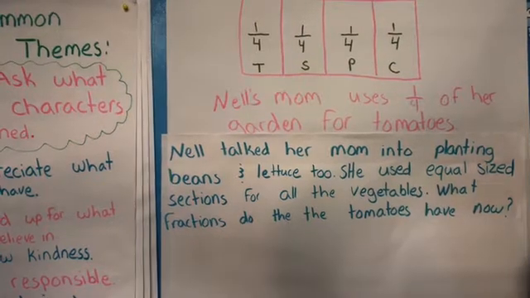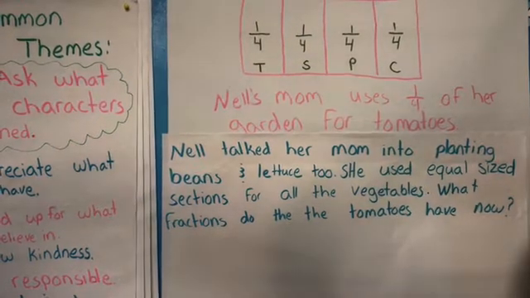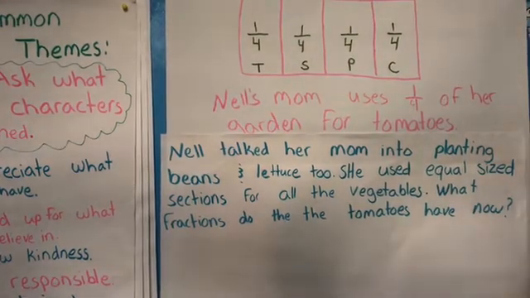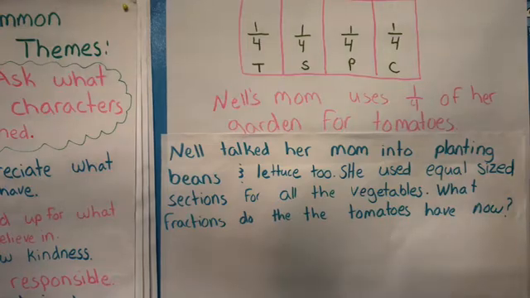I'm going to read it again. Think about what has changed. Nell talked her mom into planting beans and lettuce too. She used equal-sized sections for all the vegetables. What fraction do the tomatoes have now? Okay, 3rd graders, go ahead, tell me what's changed.